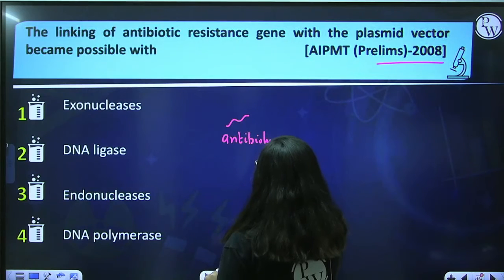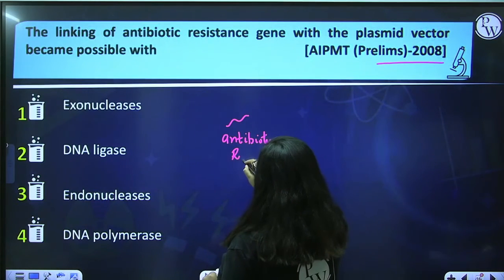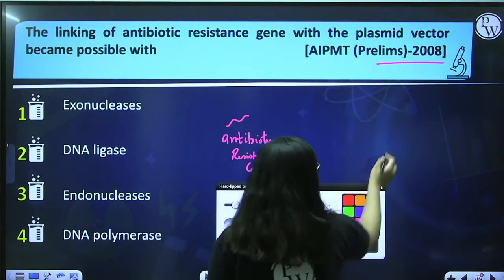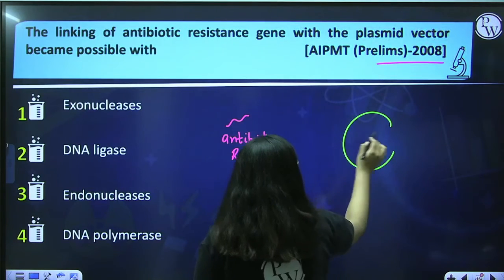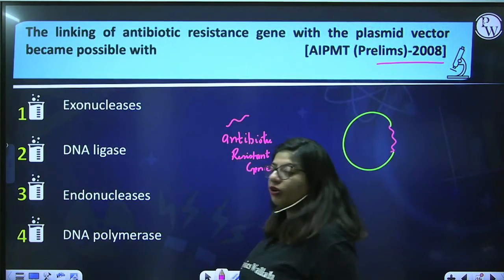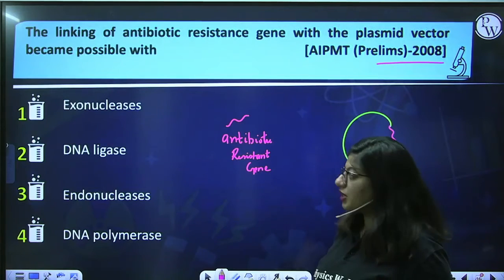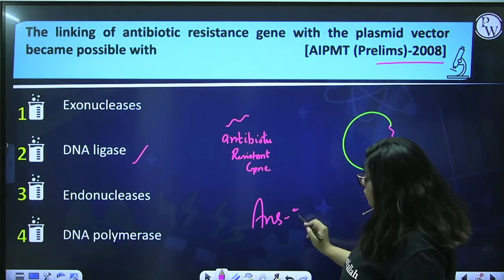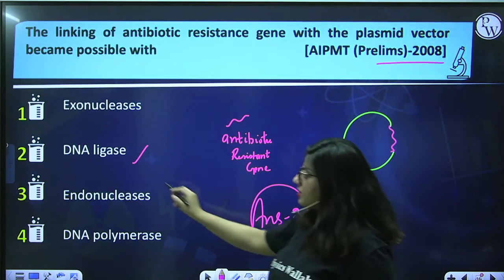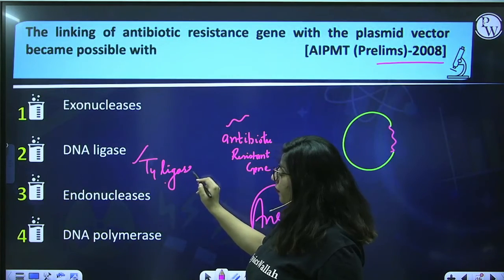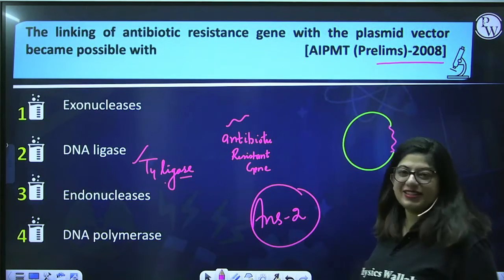The question is asking about linking an antibiotic resistance gene with a plasmid. If you want to join these two, what will you need? You need molecular glue because you're joining things. So for that we need the DNA ligase enzyme, and the most commonly used DNA ligase is T4 ligase. So the answer to this question is the second option.